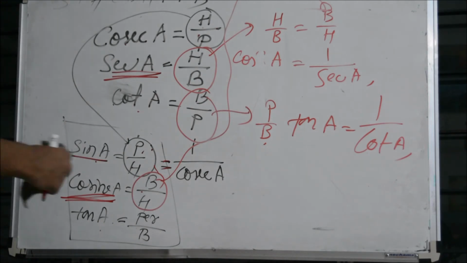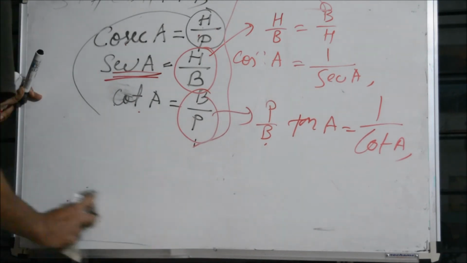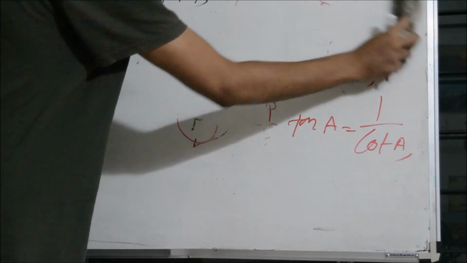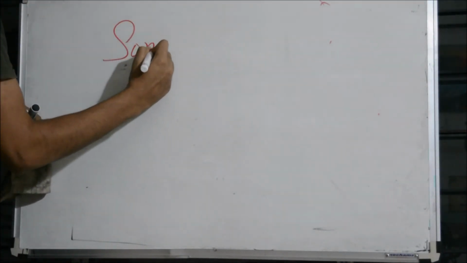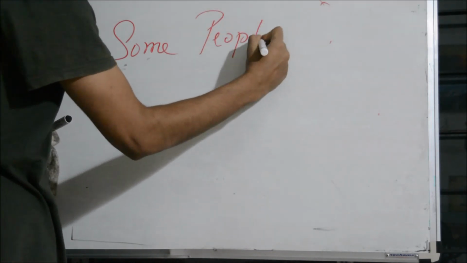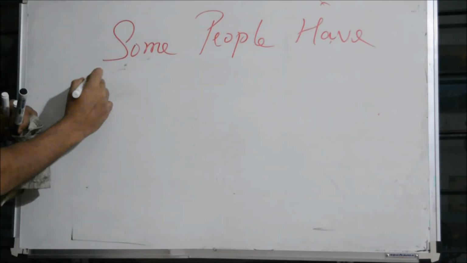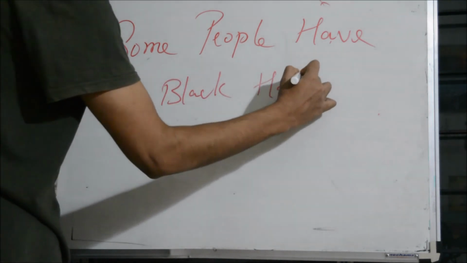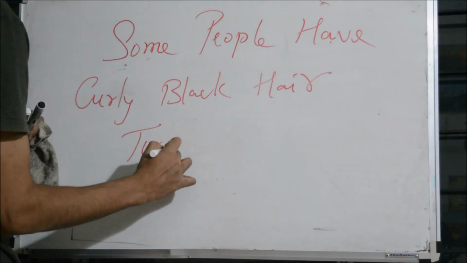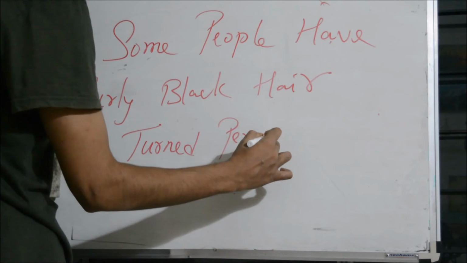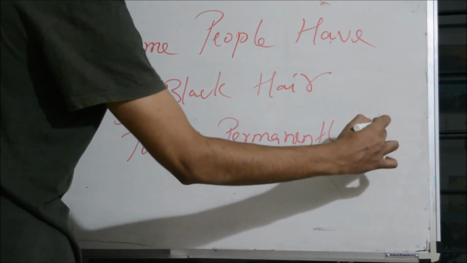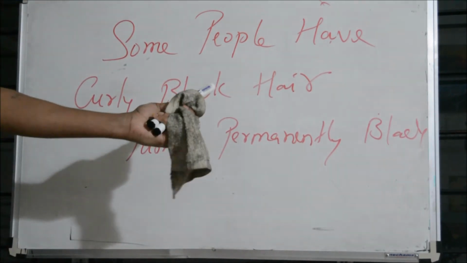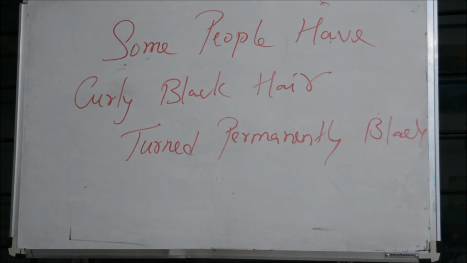So these were the basic trigonometric ratios. Now I will give you a shortcut formula to remember these trigonometric ratios. Write down this sentence: Some people have curly black hair, turn permanently black. If you remember this line, you will remember all the trigonometric ratios. That will be very easy for you.